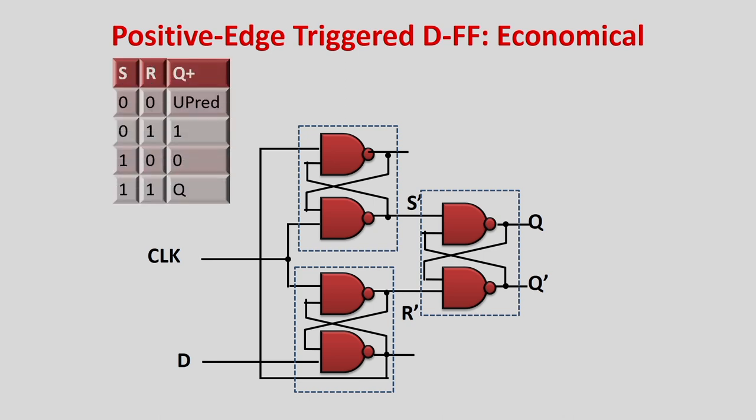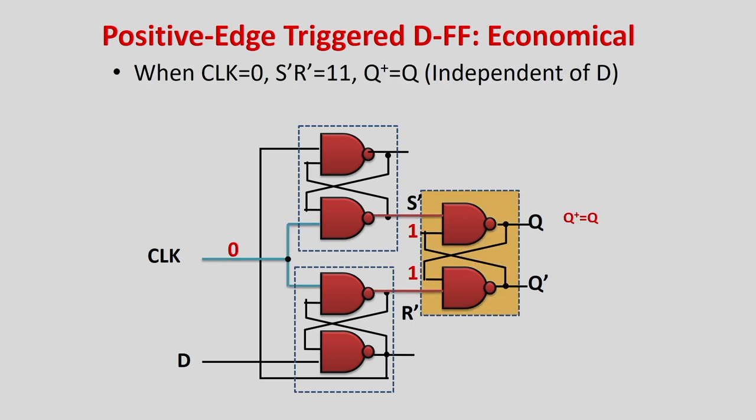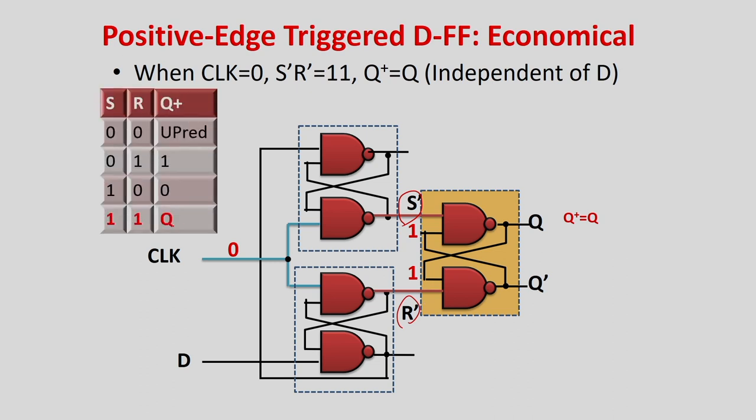So, this is the NAND gate latch's characteristics table, and let us look at how it actually functions. When the clock is equal to 0, it makes S dash and R dash 1 1. And whenever this becomes 1 1, then what will happen? Clearly you can see, whatever the earlier states are, the same thing is retained. It is independent of D, not dependent on D, it retains the states.